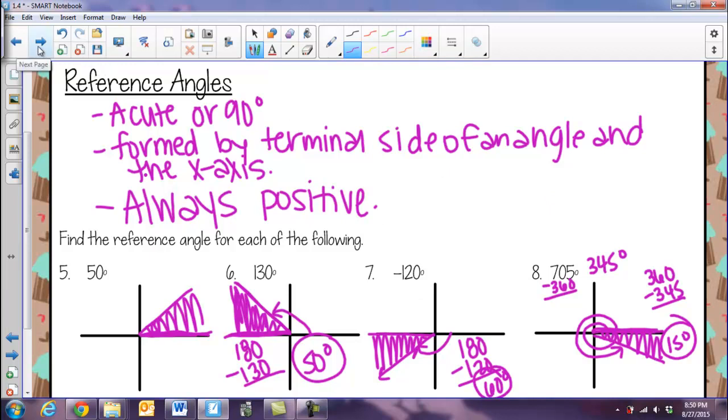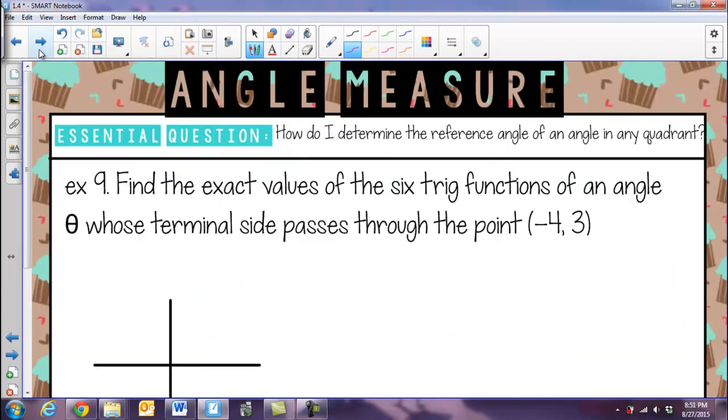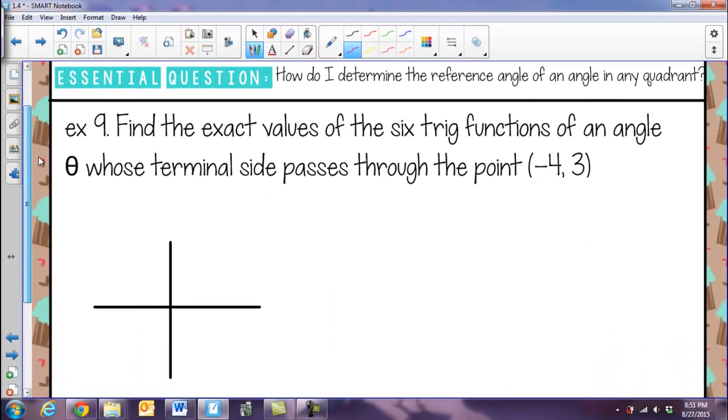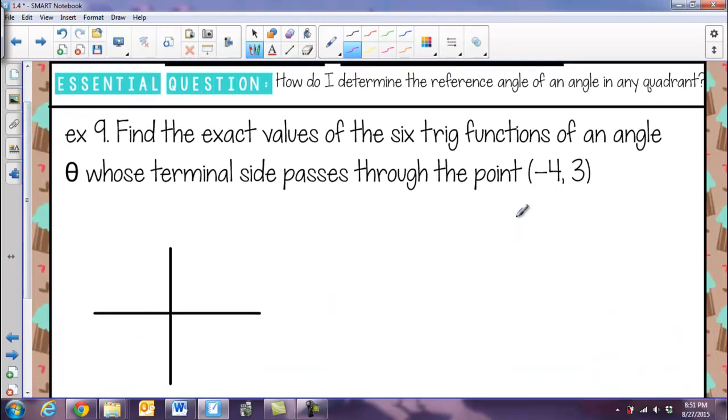Okay, we're going to do one application problem for this, and what they're going to ask you to do is find the exact values of the 6 trig functions, so sine, cosine, tangent, all of those, of an angle theta whose terminal side passes through the point negative 4, 3. So the first thing I recommend, if there's not a picture, is you should just draw it. And I'm going to go find out where this angle is. So at negative 4, 3, here's the point. And I'm going to go ahead and sketch in that angle.